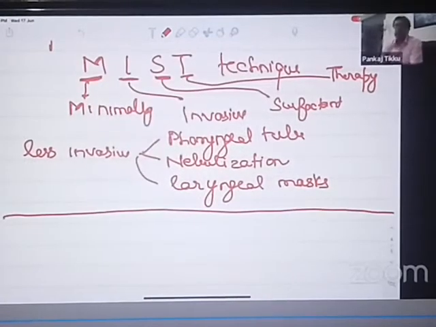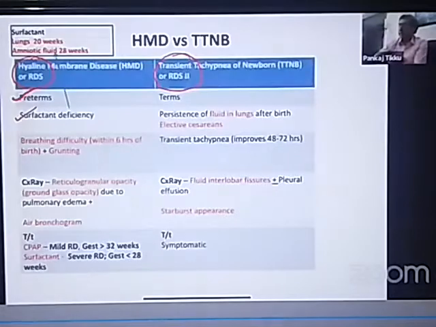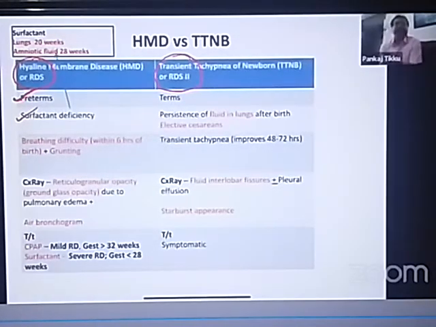So I think this is more than enough for your hyaline membrane disease. Now, just a few words about the second disorder that I would like to tell you, which is associated with respiratory distress. With that, we'll finish up neonatology. The second disorder which is associated with respiratory distress is known as TTNB, transient tachypnea of the newborn. What is it called? It is called transient tachypnea of the newborn.